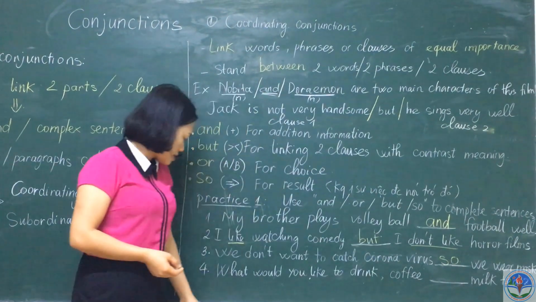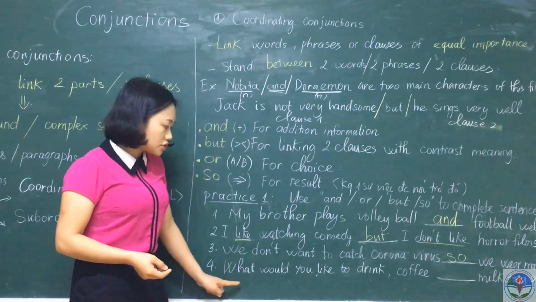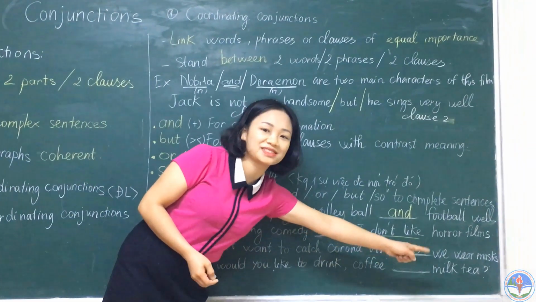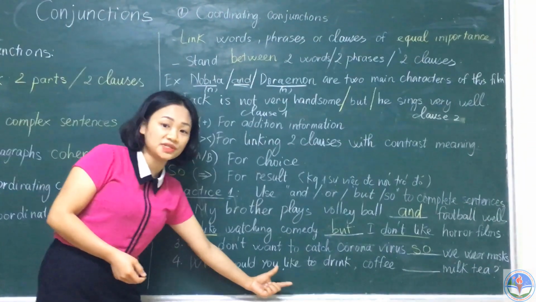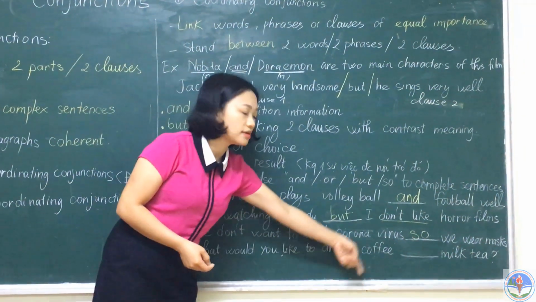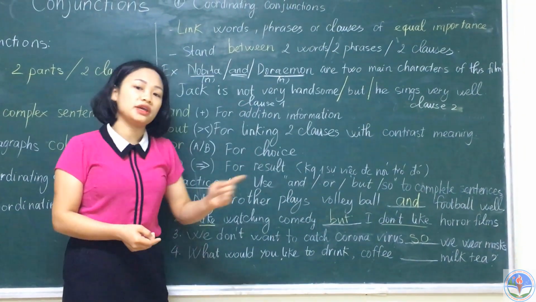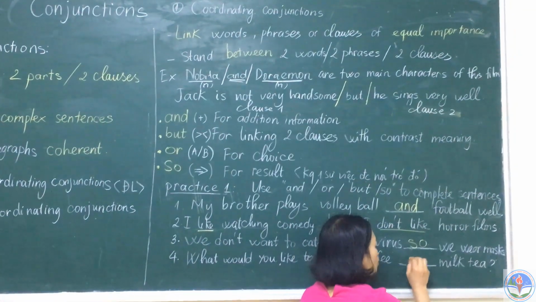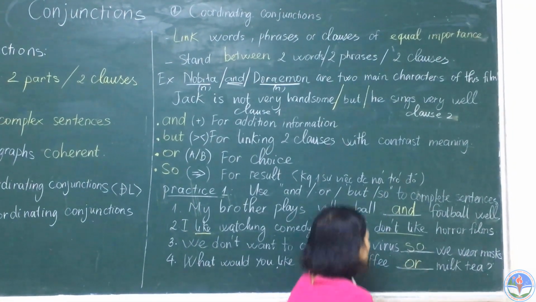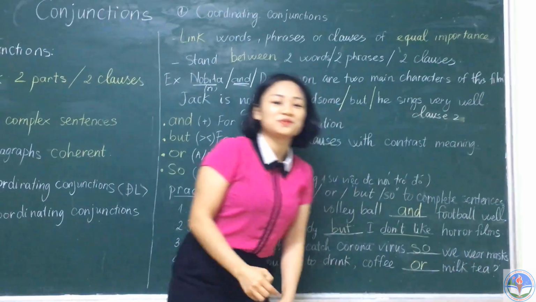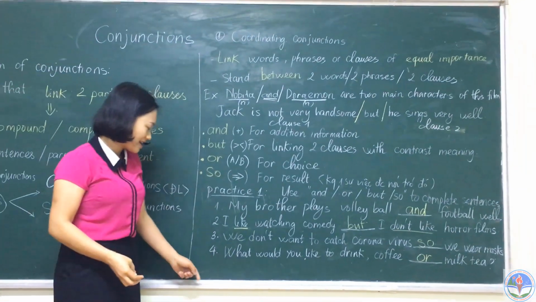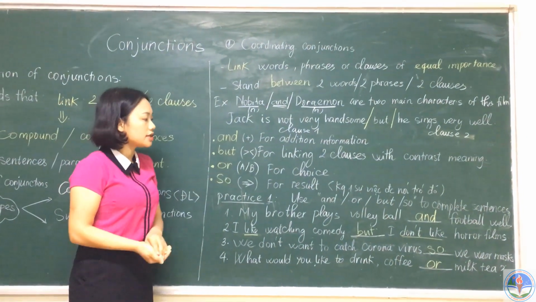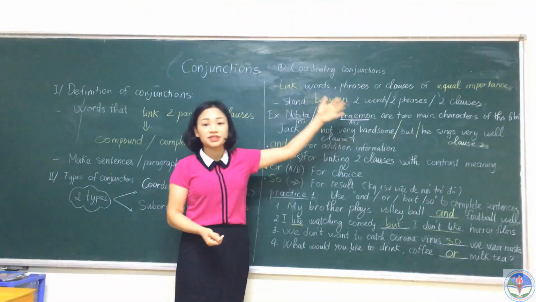Number 4. What would you like to drink? Coffee, milk tea. In this case, you can see the choices, right? So what should be here? My answer is "or". Coffee or milk tea. You must really like milk tea, right? Okay. So in this practice, I introduced a lot about coordinating conjunctions.